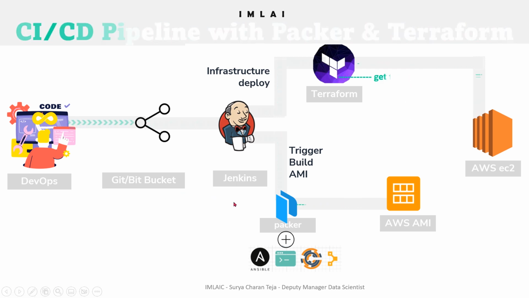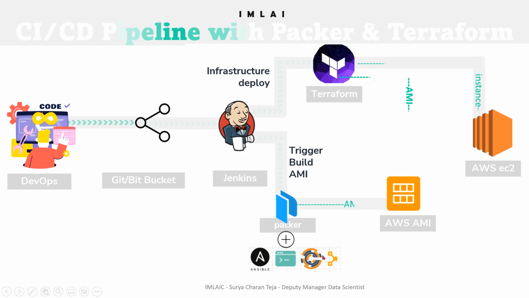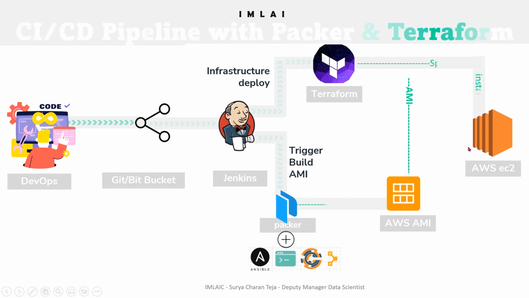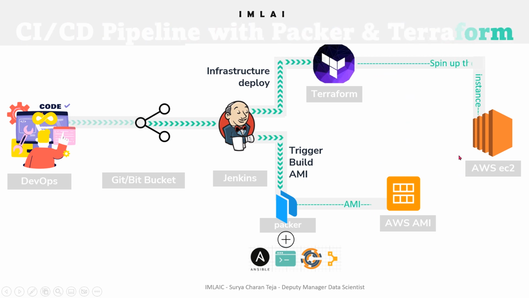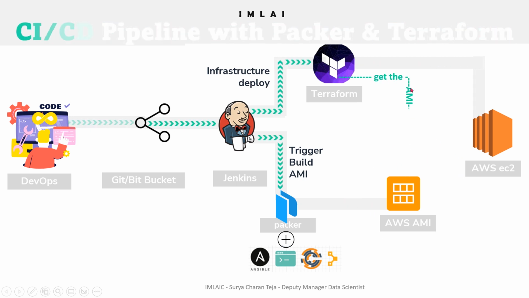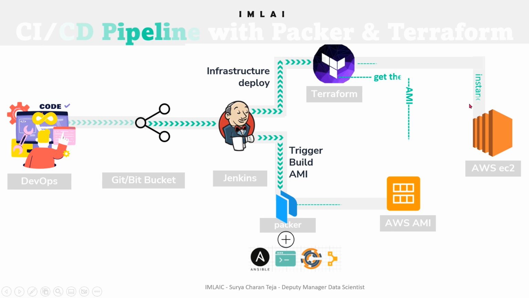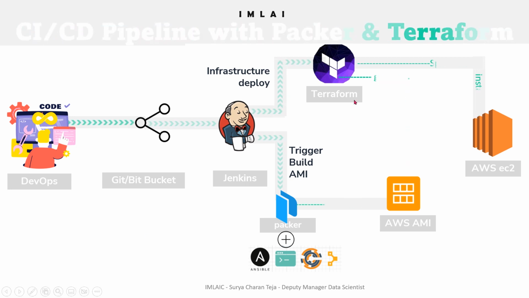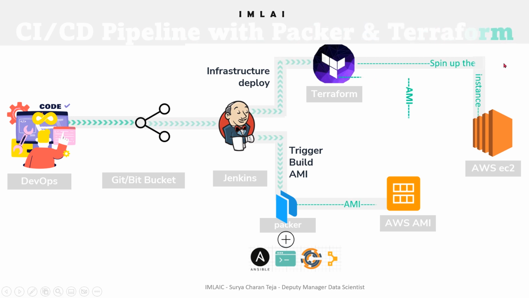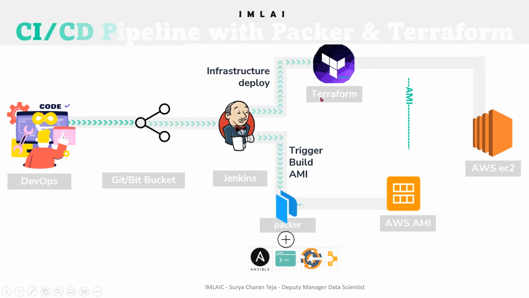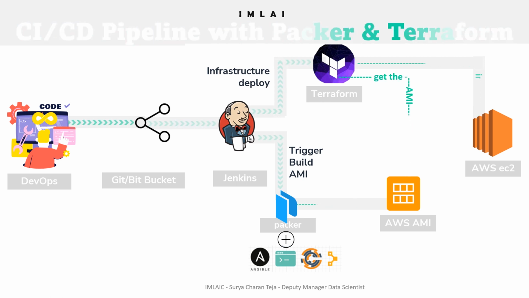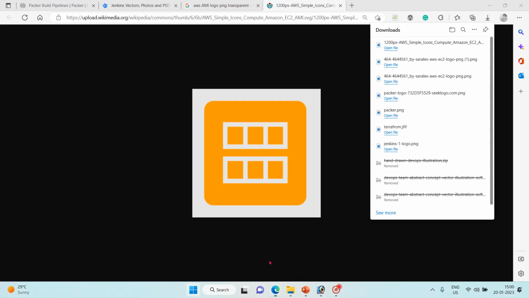Then Packer comes into action. Packer has built a new image with the Chef provisioner activities. Once that is done, it got updated with the new image. Now Terraform takes this new image and spins up the new instance. This is the continuous pipeline. Continuous integration is at this part, and continuous deployment is here, so deployment is taking place here. This is how a CI/CD pipeline can be built with Packer and Terraform using the Jenkins automation tool. Now let me show the documentation.